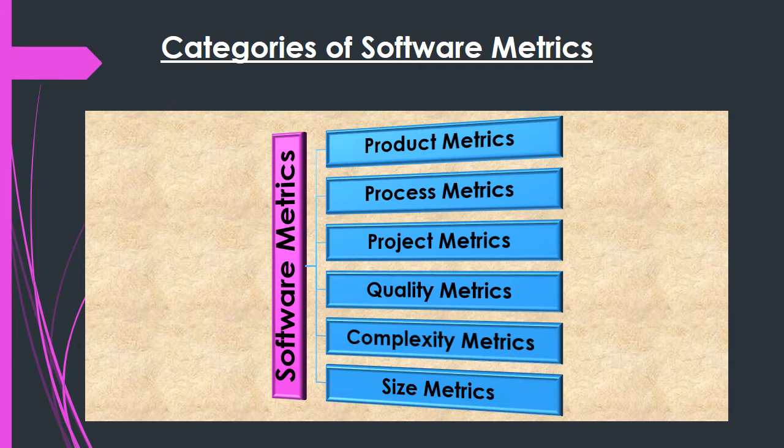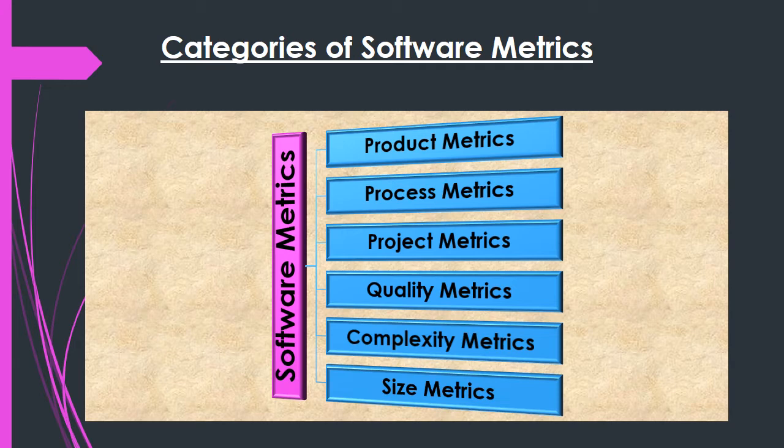Then the next, we have the project metrics. When we talk about project, it encompasses all the things, including the product, including the process, including all the activities. So this project metrics describes the overall project characteristics and how it will be executed. So all these things are described with the help of this project metrics.